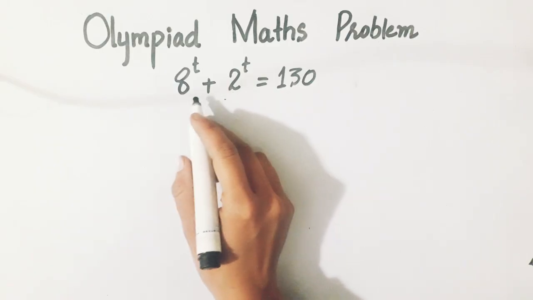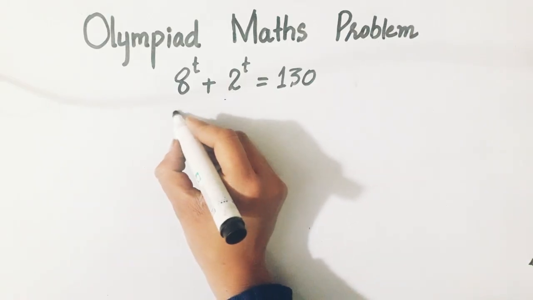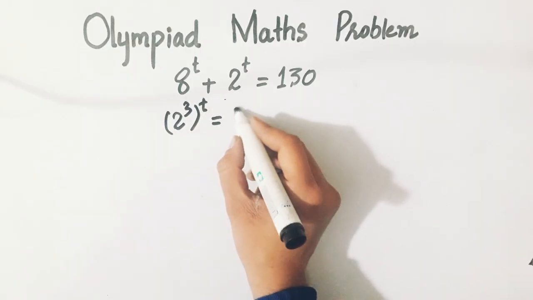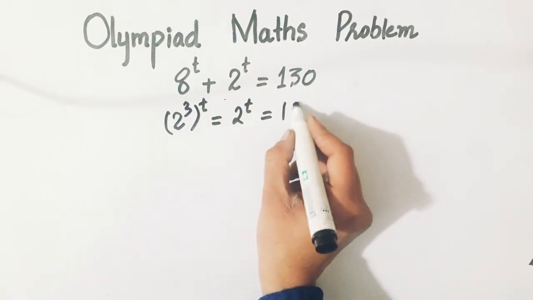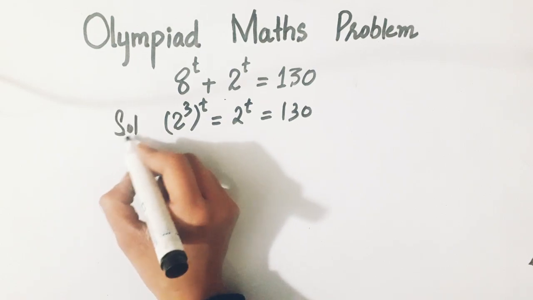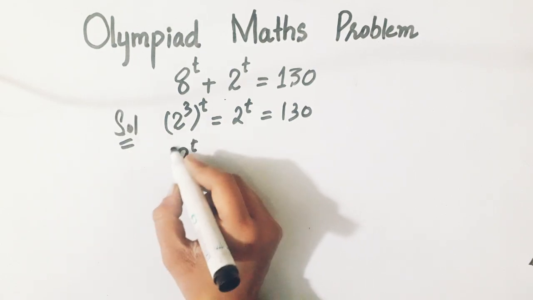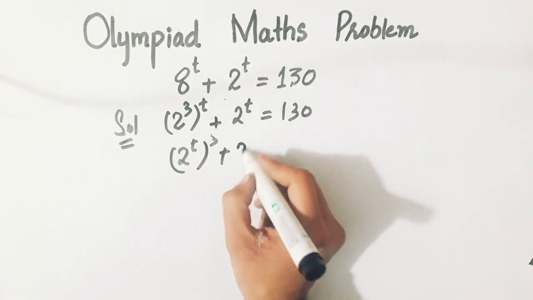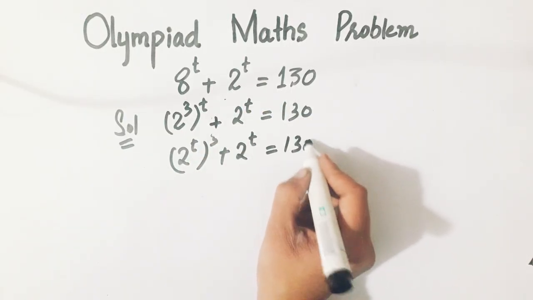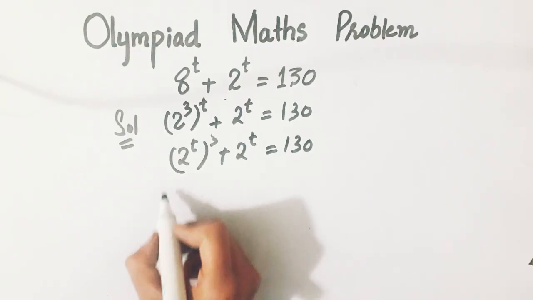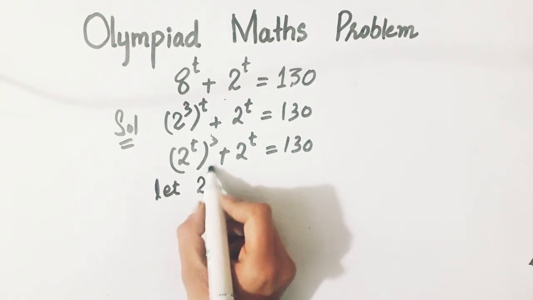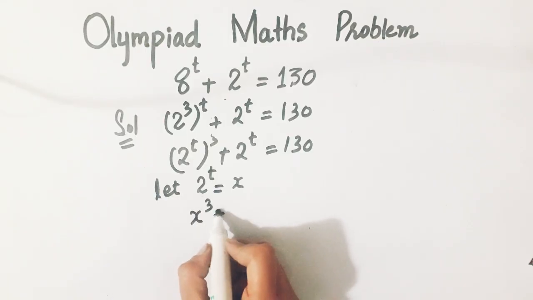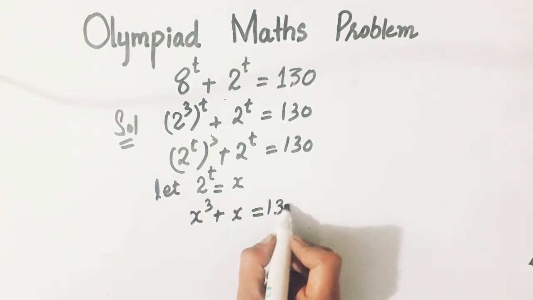First of all, we will write 8 raised to power t as 2 cube to the power t, so we have 2 cube raised to power t plus 2 raised to power t equals 130. In the next step, we write (2 raised to power t) whole cube plus 2 raised to power t equals 130. Now make a supposition here. Let us suppose 2 raised to power t is x. So x cube plus x equals 130.